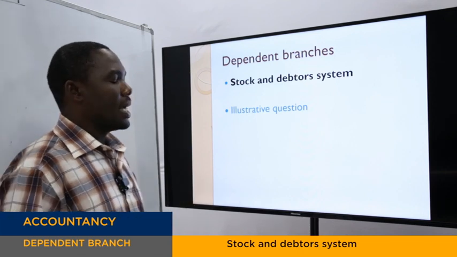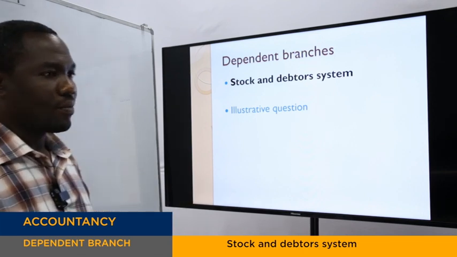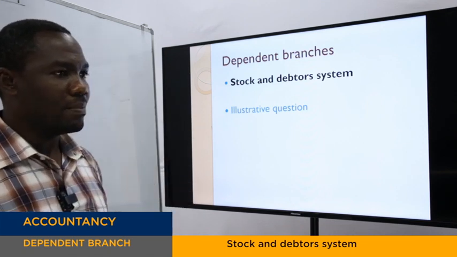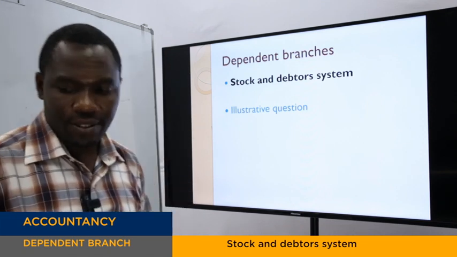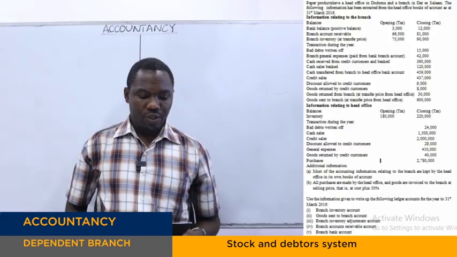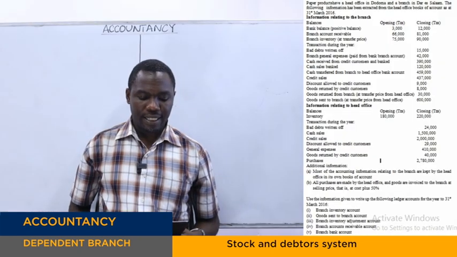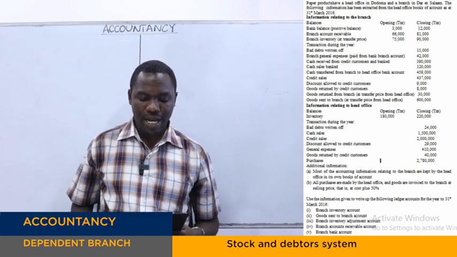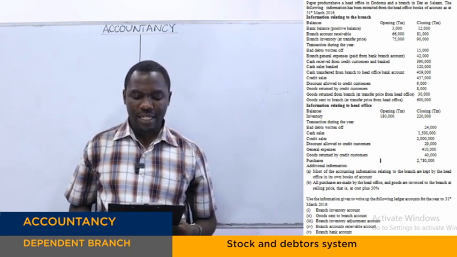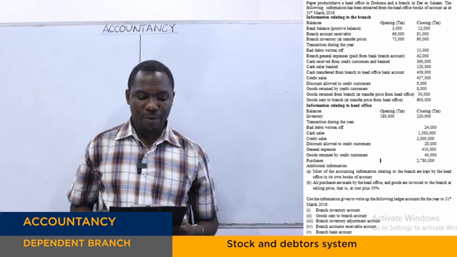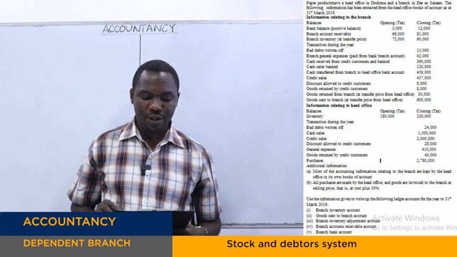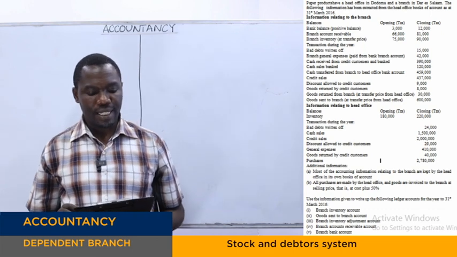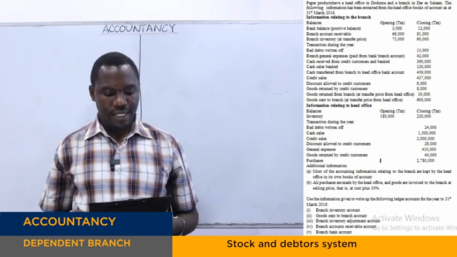Well, let us now see a comprehensive question that will cover this part. Let us read the question. It was for Paper Products. Paper Products has a head office in Dodoma and a branch in Dar es Salaam. The following information has been extracted from the head office books of account as at 31st March 2016.